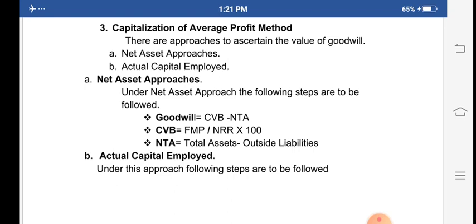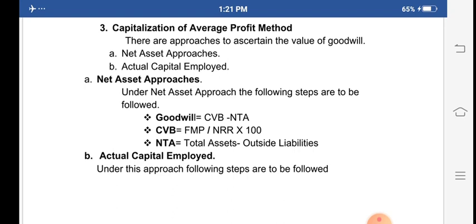FMP stands for future maintainable profits. Future maintainable profits divided by normal rate of return into 100, so we will get CVB. As you know, net tangible assets is equal to total assets minus the outside liabilities, and you will get the NTA.